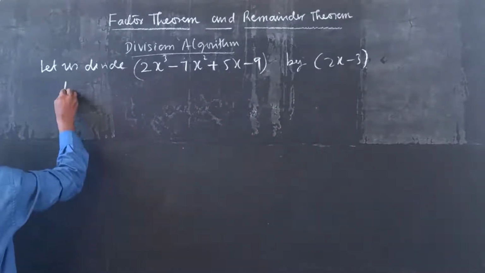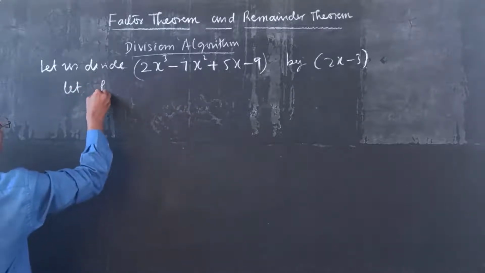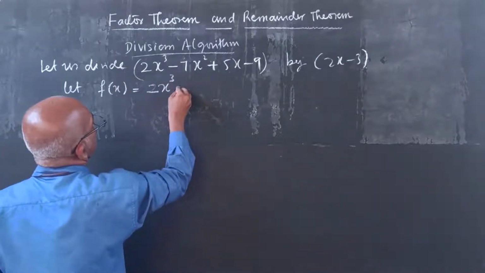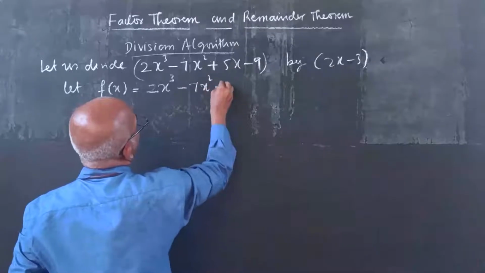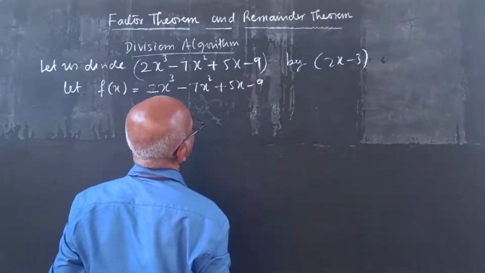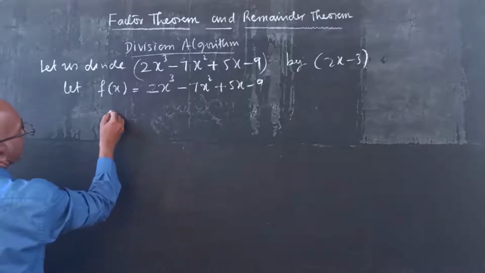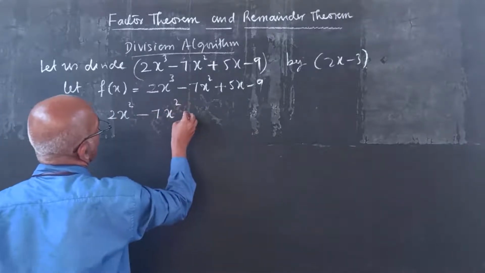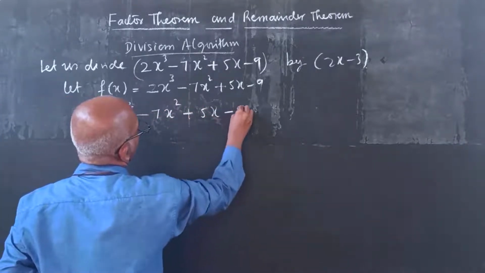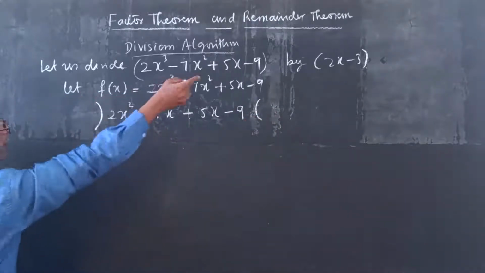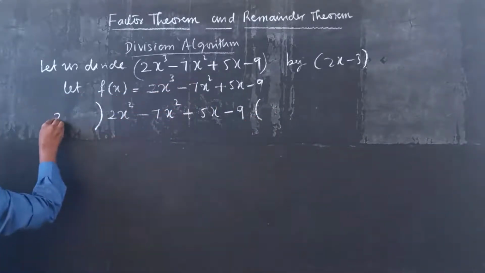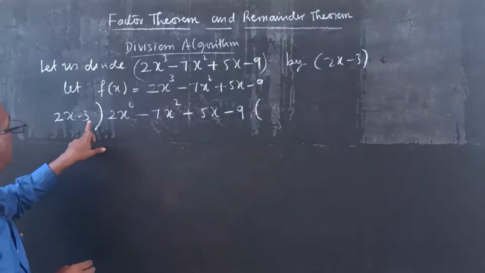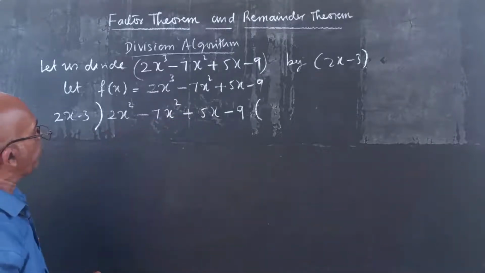Now we shall denote this polynomial with F(x). F(x) is equal to 2x cube minus 7x square plus 5x minus 9. Now we shall divide 2x cube minus 7x square plus 5x minus 9 by that G(x), that is 2x minus 3. This is our dividend and this is the divisor. Now I have to find the quotient.